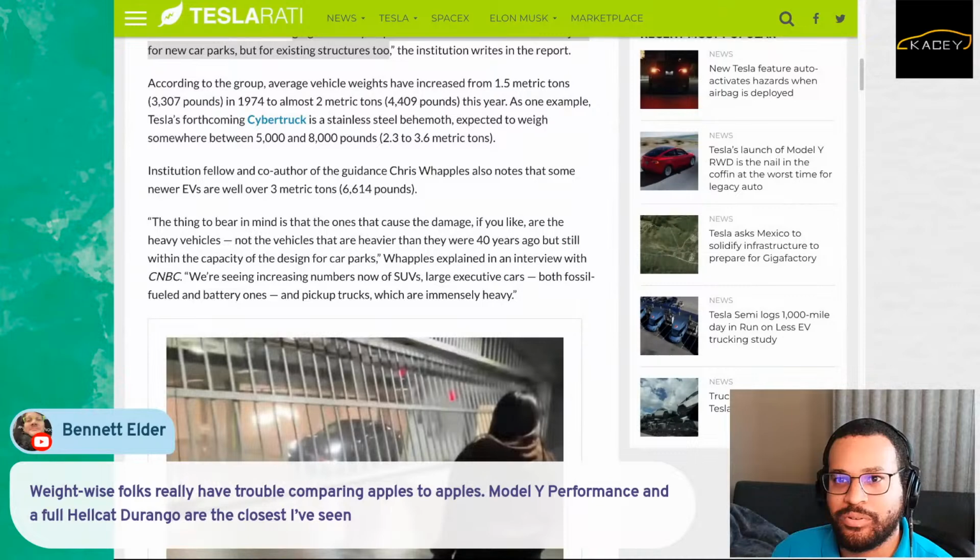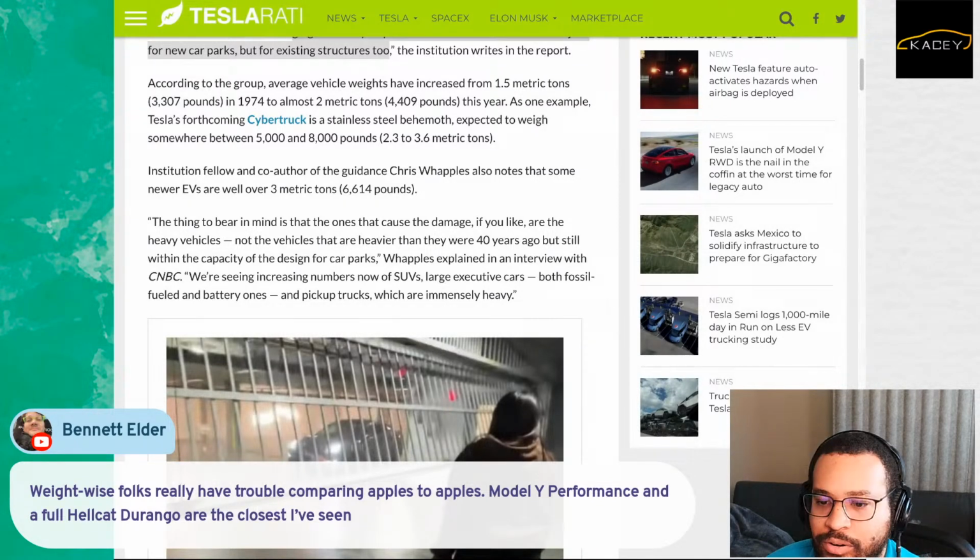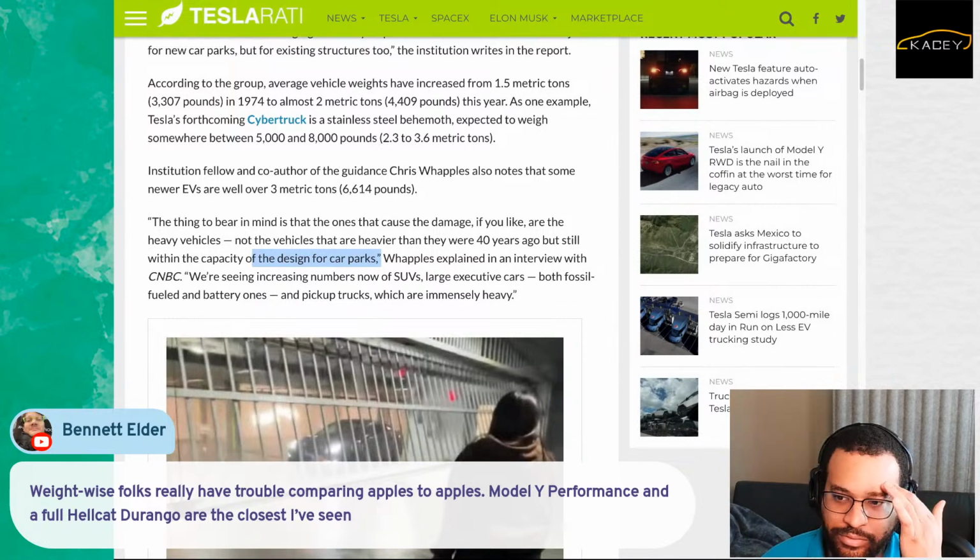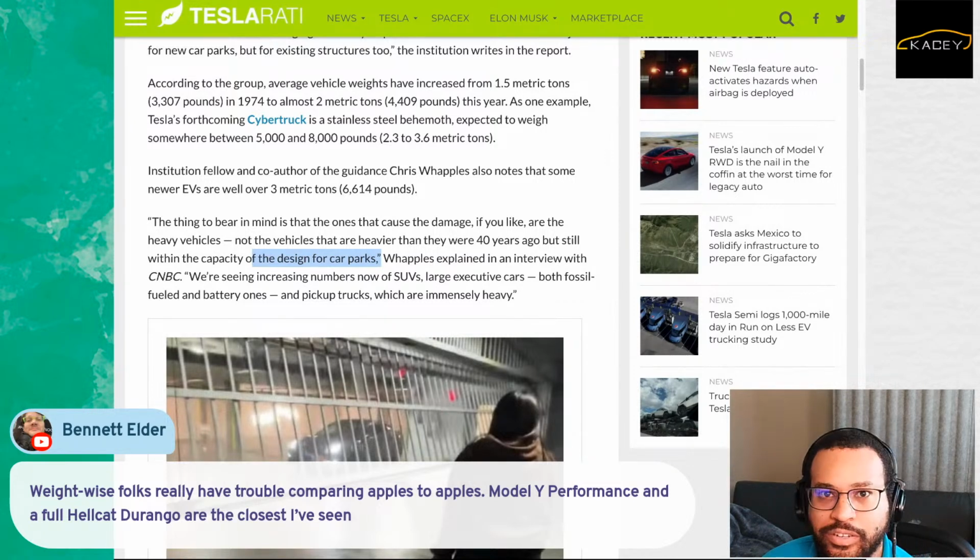Thing to bear in mind that the ones that cause damage, if you like, are the heavy vehicles, not vehicles that are heavier than they were 40 years ago, but still within the capacity of the design for car parks. How many of them are left? I mean, when you look at a 40-year-old car park, unless you have a really forward-looking engineer, it's not able to handle most modern cars. Wapples explained in an interview with CNBC, what we're seeing is increasing numbers of now SUVs, large executive cars, both fossil fueled and battery ones, and pickup trucks, which are immensely heavy.